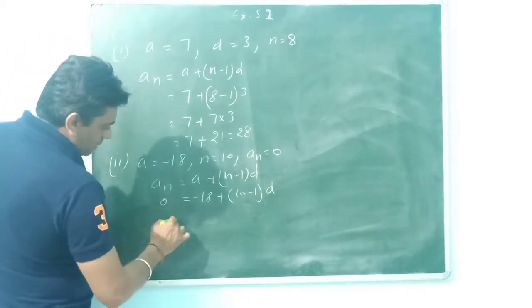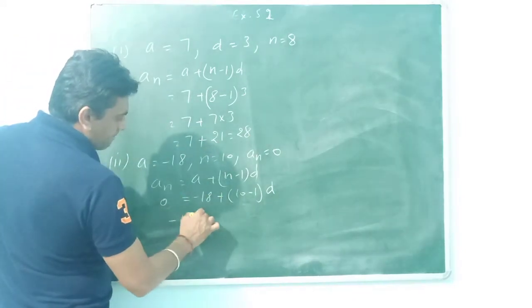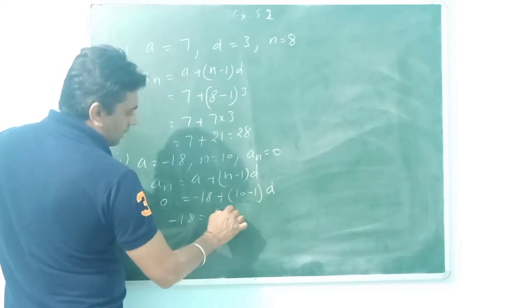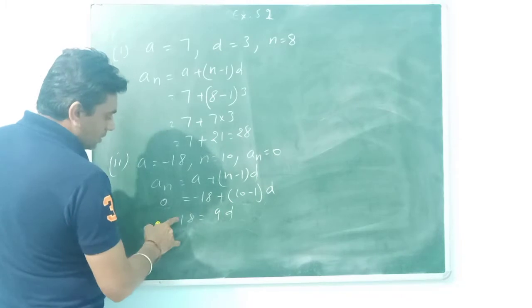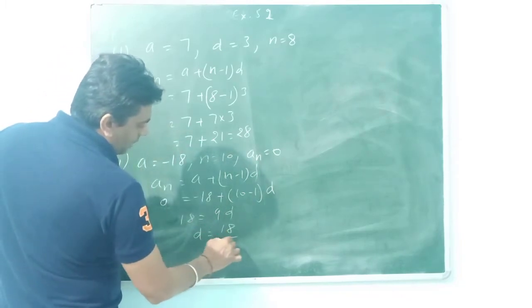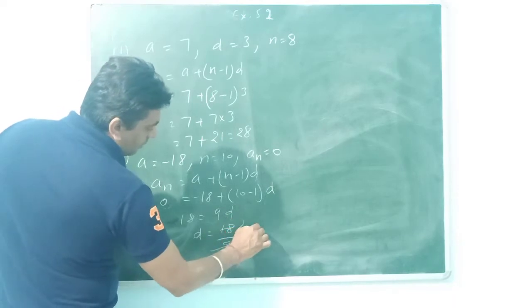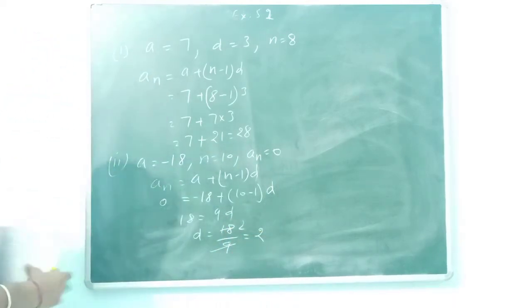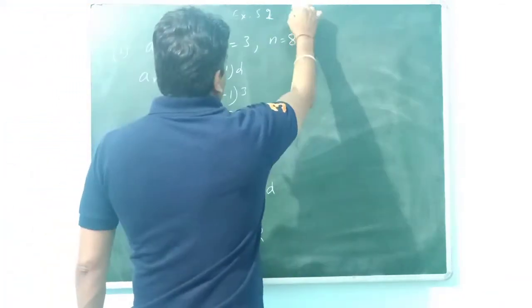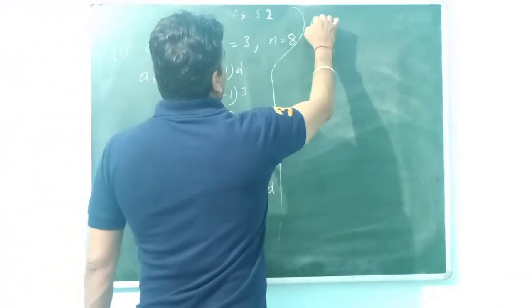Taking this to this side, this becomes 18. 10 minus 1 is 9D. So this becomes plus 18. And D is equal to 18 upon 9. This becomes 2. Now move to part number 3.